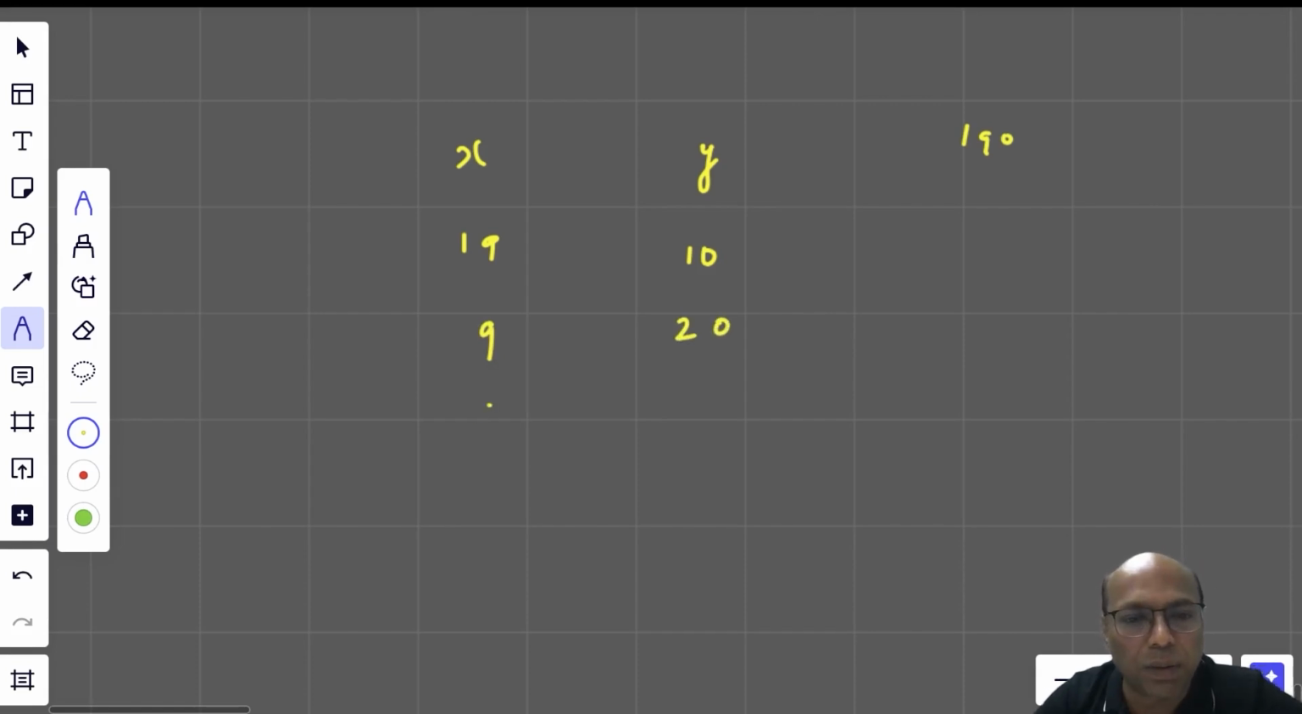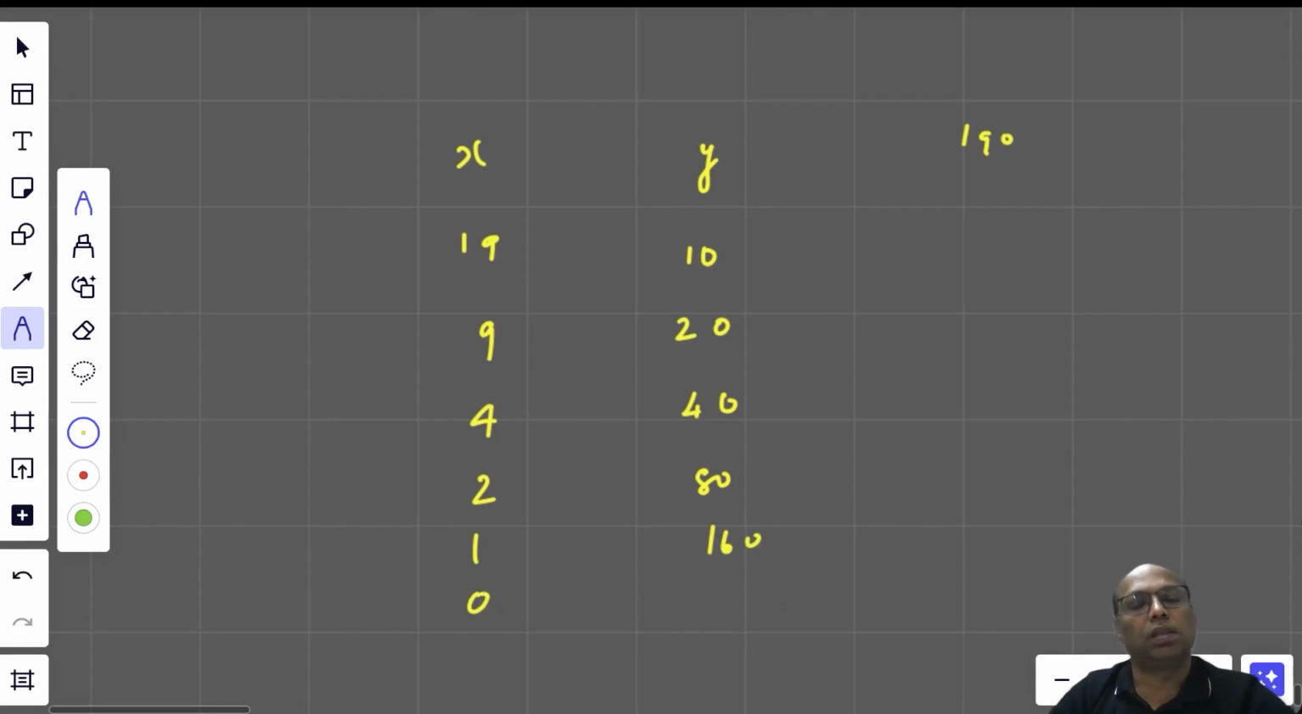Divide the first number by 2. Multiply the second number by 2. See, remember, I am making an integer division. That means the data type of the variable should be what? Integers. Divide, multiply. Divide, multiply. Divide. See. Now what do you do? If the x value is what?